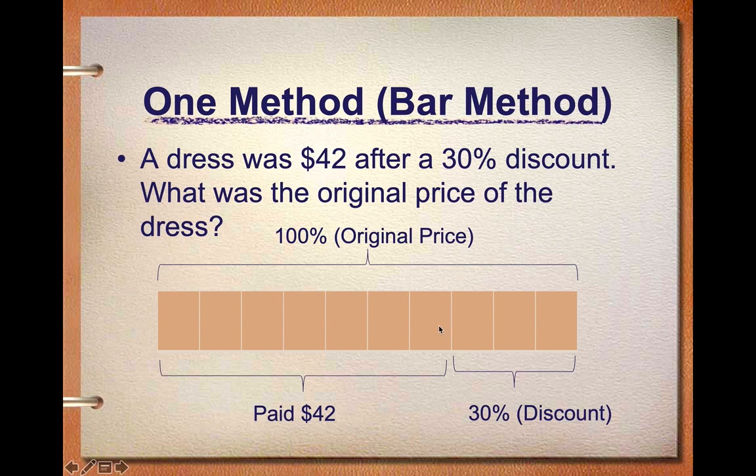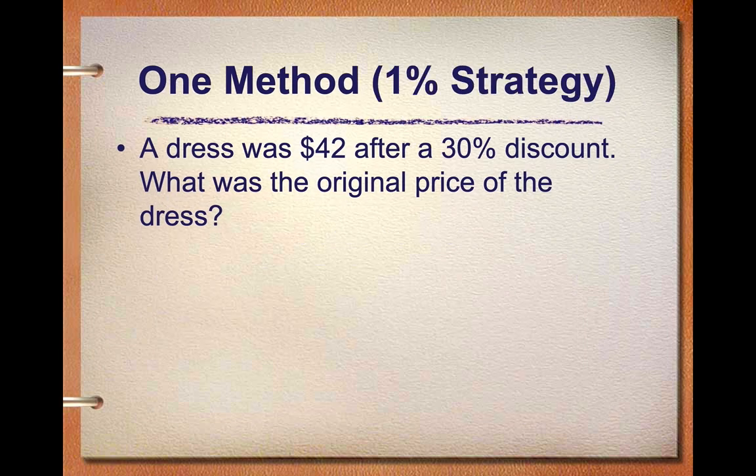So that means that these are also 6. That means we saved $18. And so any way we do it, we should end up getting 6 times 10 is $60. So the original price was $60, looking at a visual like that. Now, we could do the same problem using that 1% method. Let's think about what that would look like with a 1% method.